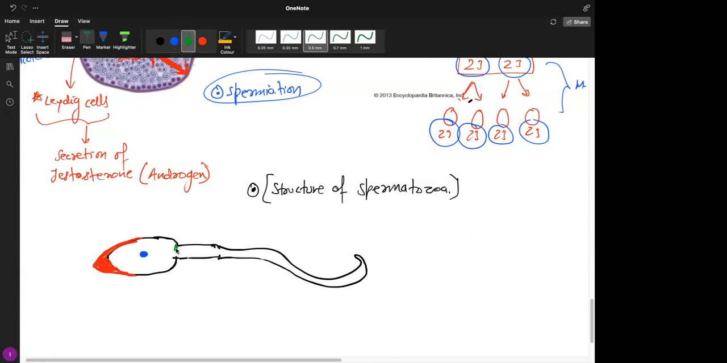The neck part is special because it is lined by a series of mitochondria. And then finally the tail part. So it is divided into head, neck, and the tail. Is this clear?